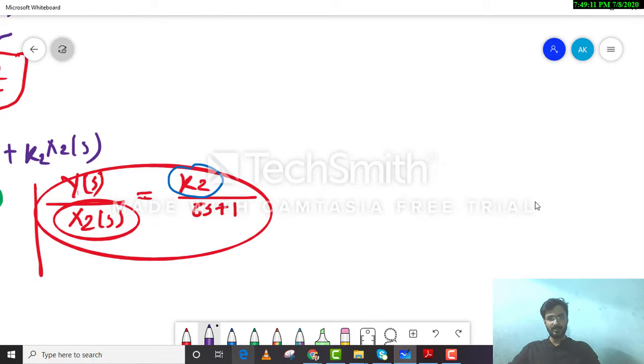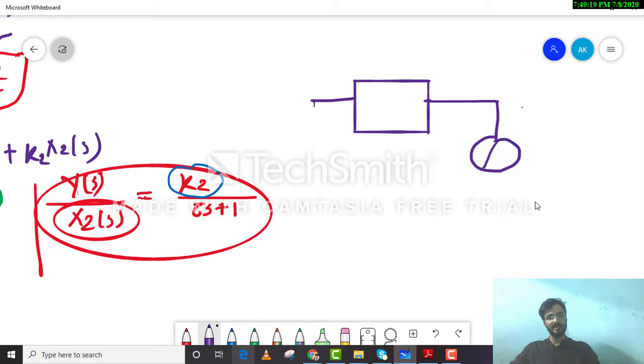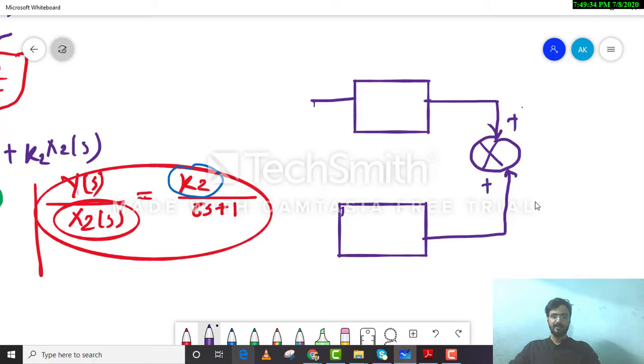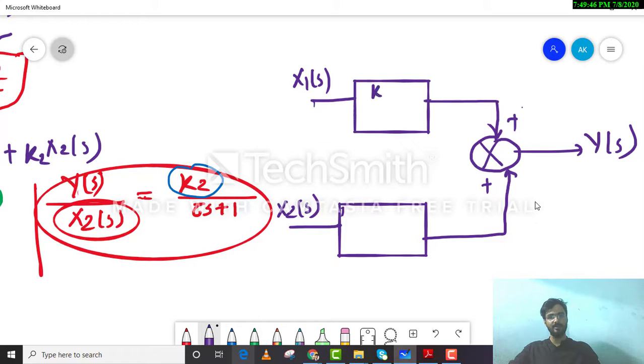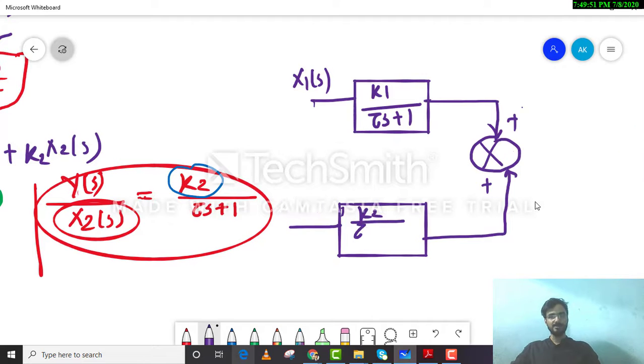So that it is very clear to all of you, I am going to draw these things with the help of a figure. Pictorially I am going to define these things, then it will be very easy for all of you to understand. This is plus and this will be plus. Now here, this is X1(s) and here this will be X2(s). And here you will be getting Y(s). From here you will be getting K1 upon tau s plus 1, and from here you will be getting K2 upon tau s plus 1.